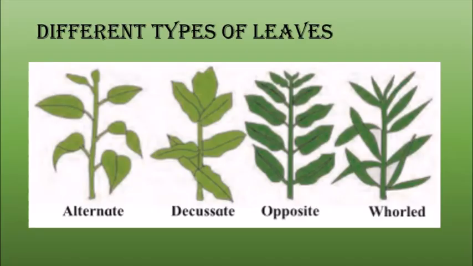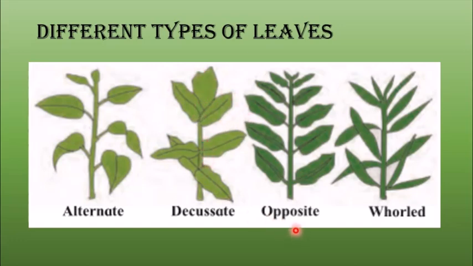The leaves can also be present in an alternate manner. That is, one leaf is present here, the other leaf is here, the next leaf is here, and the other leaf is here. So that is the alternate type. It can be decussate, that is, present in an intersecting form. One is here, the other one intersects it, then another grows from this part, and again intersects. So this is called the decussate one.